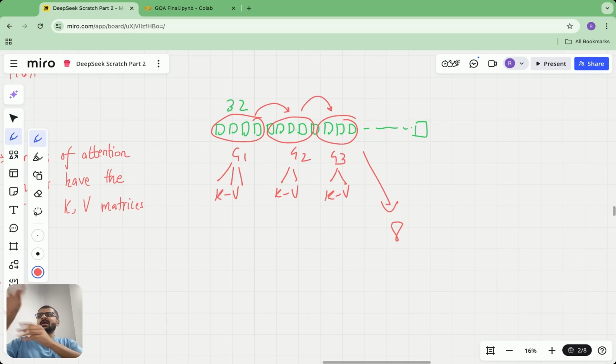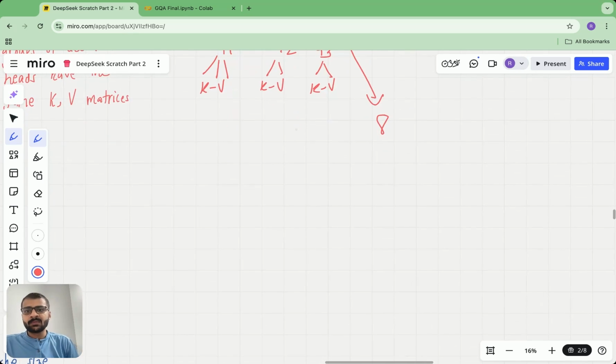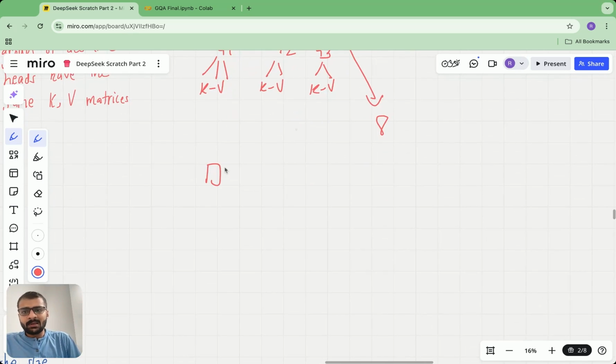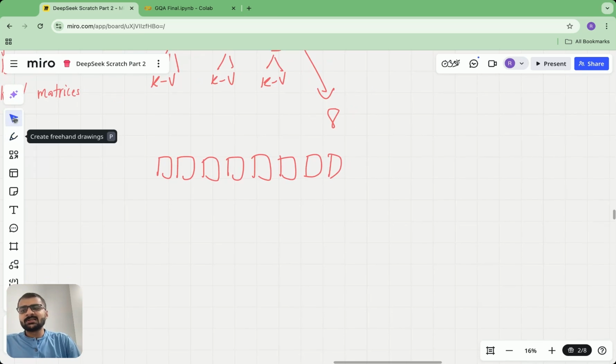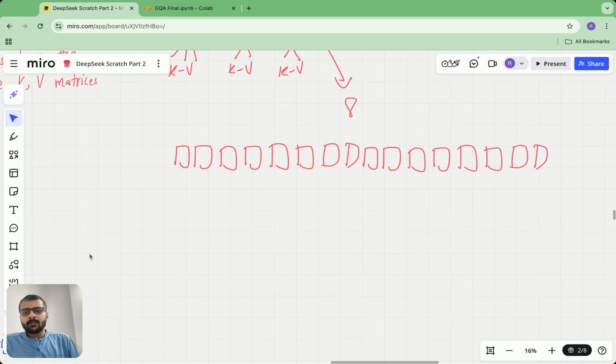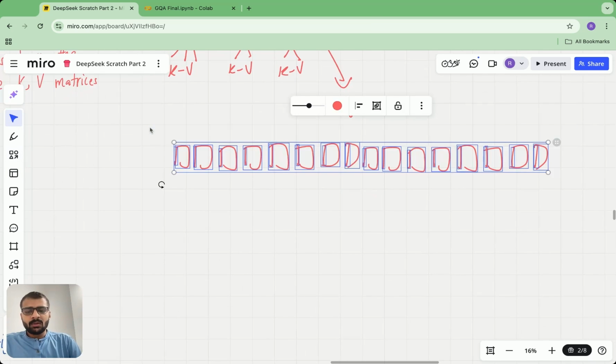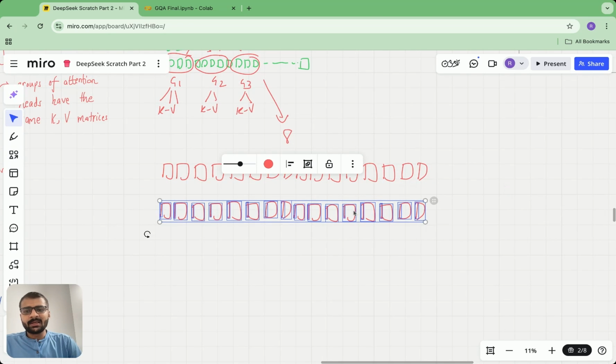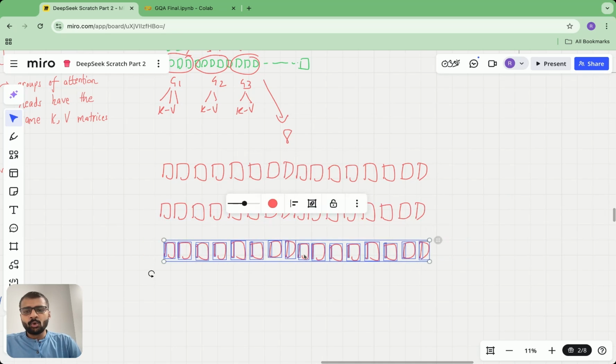Maybe if one head lies in group 1 and one head lies in group 2, they have completely different values, so they will capture different perspectives. If one head lies in group 1 and one head lies in group 8, they will capture completely different perspectives. So again, let's take an example. Let's say I have 16 attention heads, and let us visualize, and I will draw all three now. Let us visualize multi-head attention, multi-query attention, and grouped query attention.